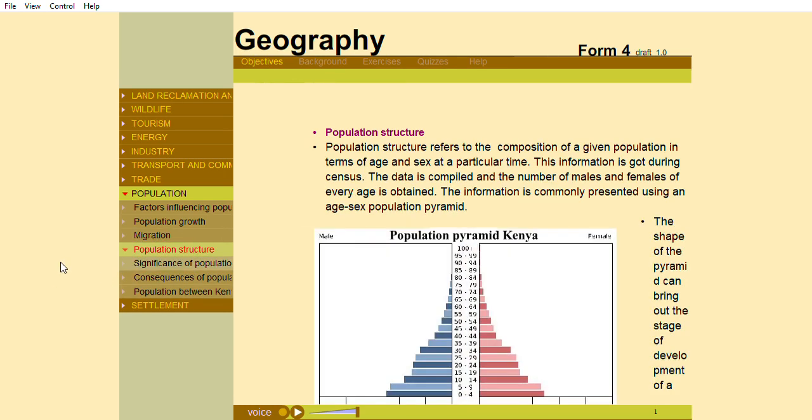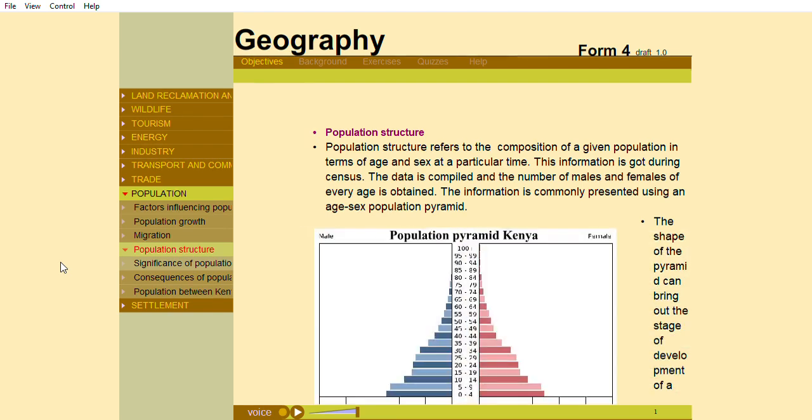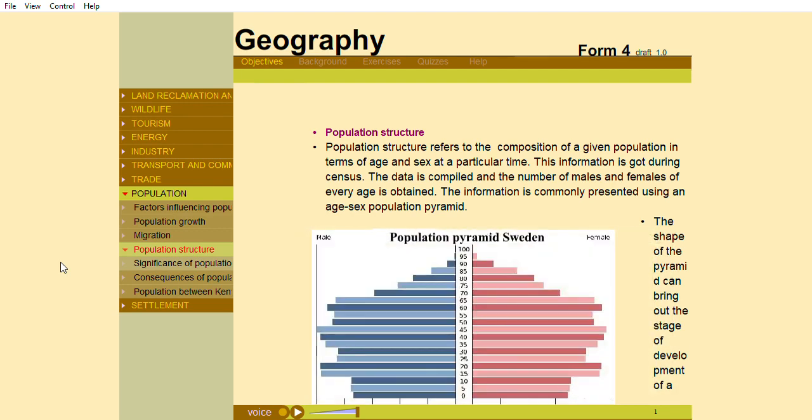Population structure refers to the composition of a given population in terms of age and sex at a particular time. This information is got during census. The data is compiled and the number of males and females of every age is obtained. The information is commonly presented using an age-sex population pyramid. The shape of the pyramid can bring out the stage of development of a country.